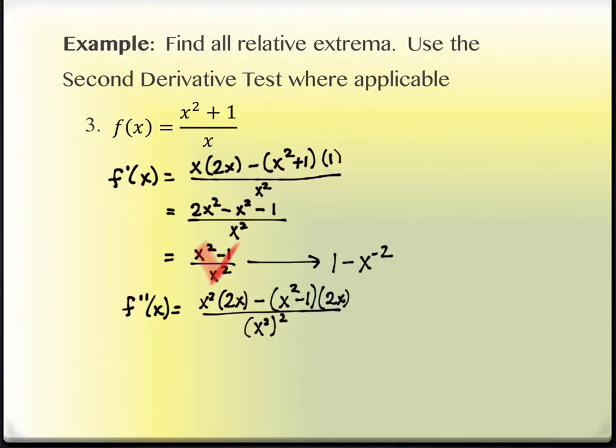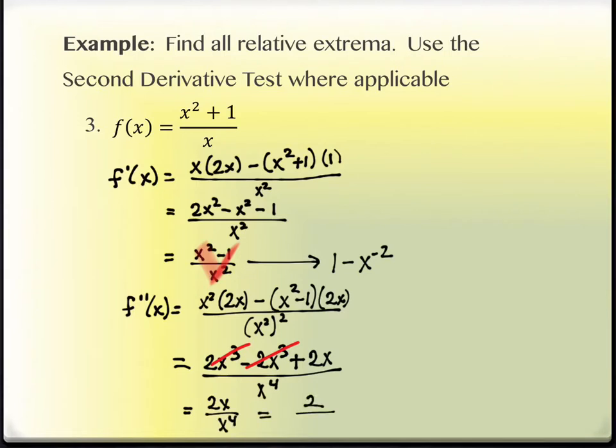Okay. The nice thing about this particular numerator, if we do it from the quotient rule, is a lot of the things cancel out. So I have 2x cubed, minus a 2x cubed, and then plus 2x, over x to the fourth. Does that look right? These pieces cancel, and I end up with 2x over x to the fourth, which also reduces to 2 over x cubed. Is that okay? Everybody good?